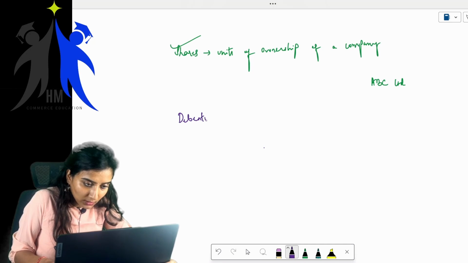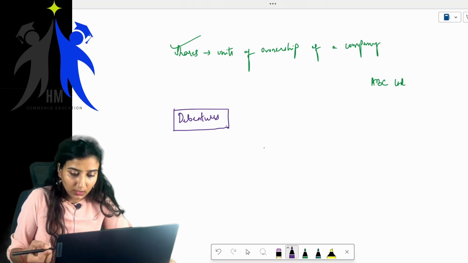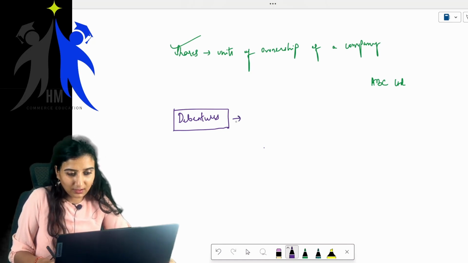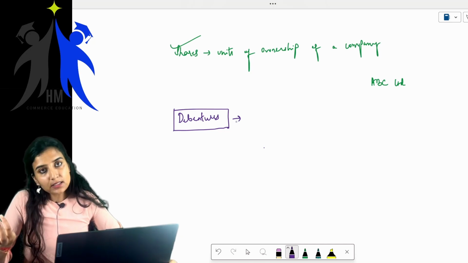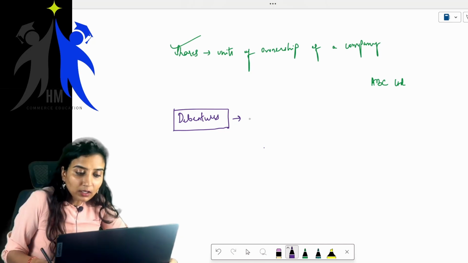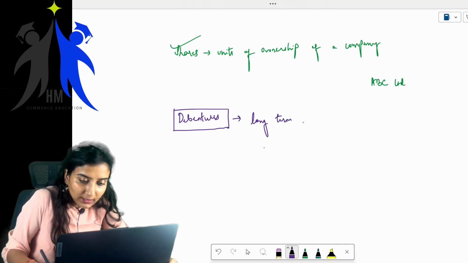Have you all learnt debentures? Do you all know? I hope so. If not, I'll just give you basic information about what these debentures are. Usually, these debentures are long-term debt instruments.